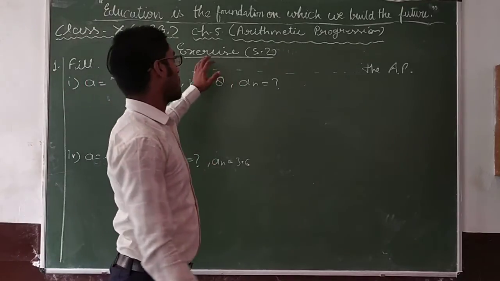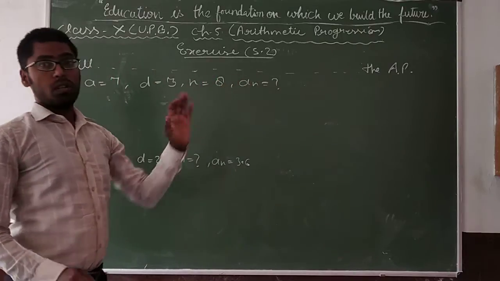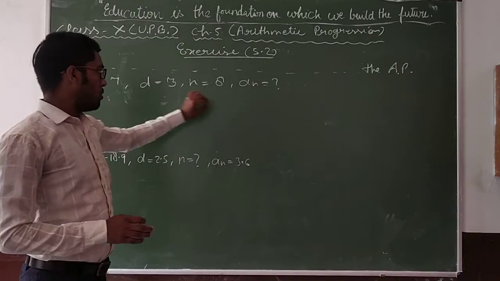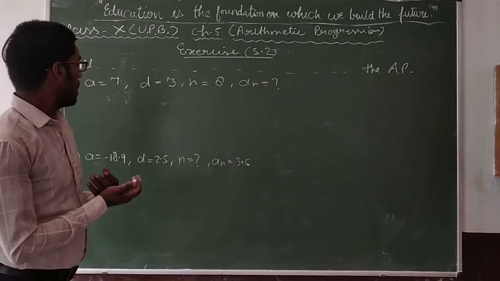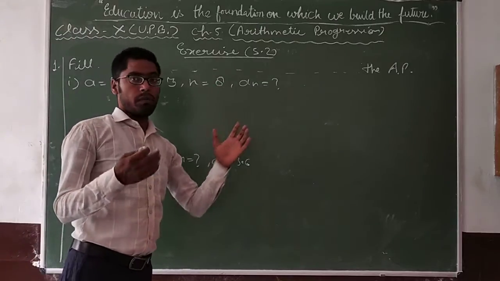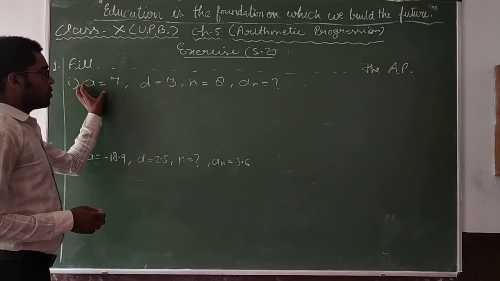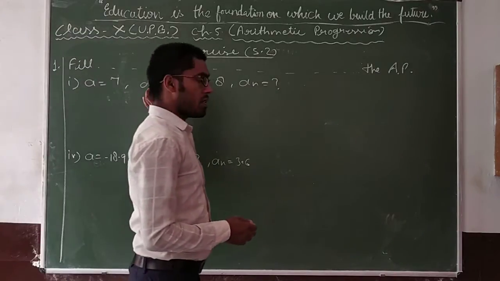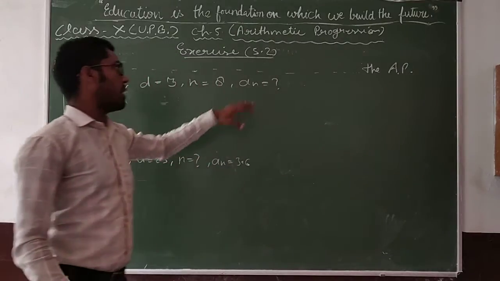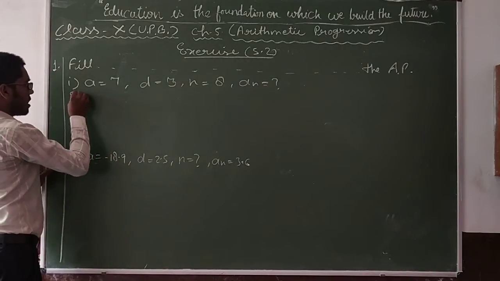Exercise 5.2. The first question is filling the blanks. In your book, there is a table where values of the series are missing, and I have picked up the values. Here a is equal to 7, meaning the first term is 7, common difference is 3, number of terms is 8, and an, meaning the nth term, is missing. So first write the solution.